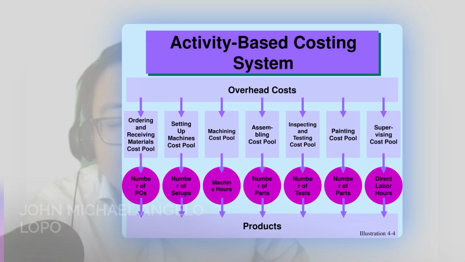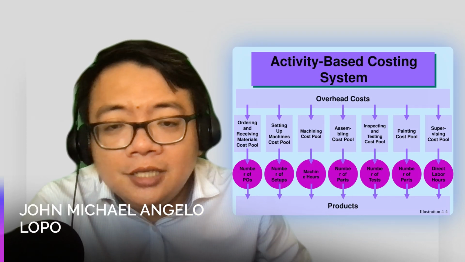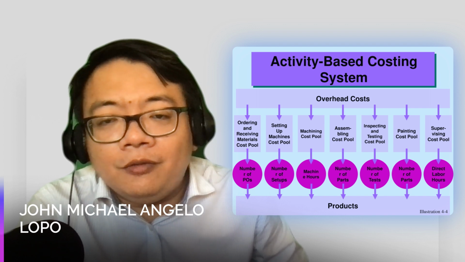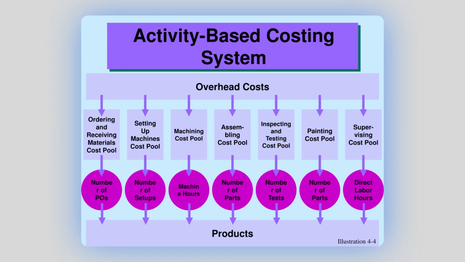Class, what is the activity cost driver here? The one below, the pink one. For example, for the ordering and receiving material cost pool, you divide it by the number of POs. Setting up the machine cost pool, number of setups. You also have here the machining cost pool. Its cost driver is the number of setups. Assembly, number of parts. Inspection and testing, number of tests. Painting cost pool, number of parts. Supervising cost pool, direct labor hours.